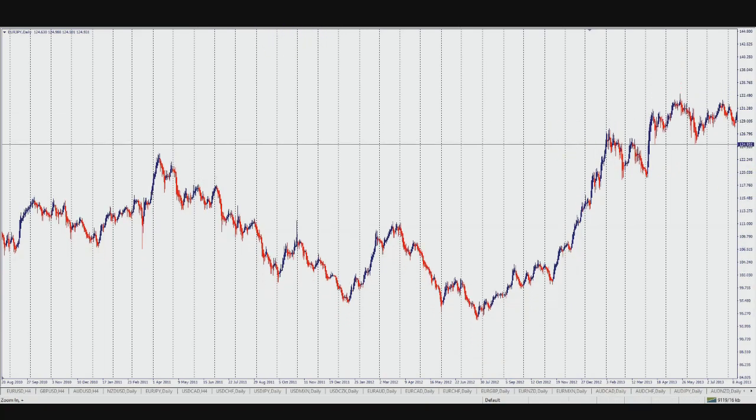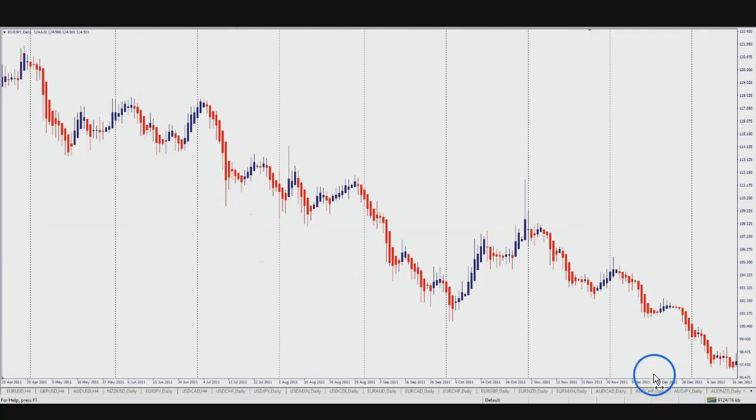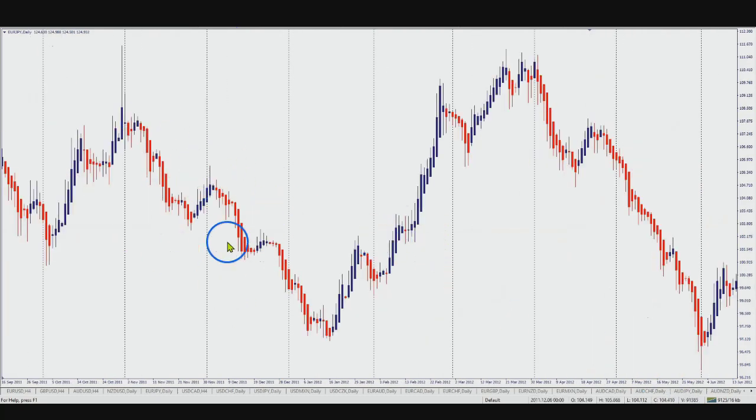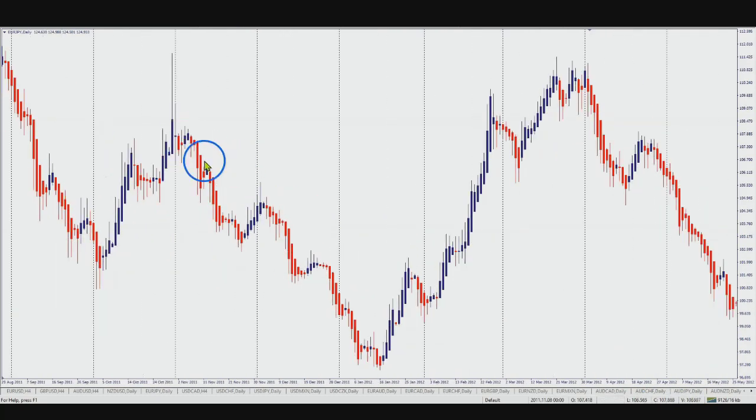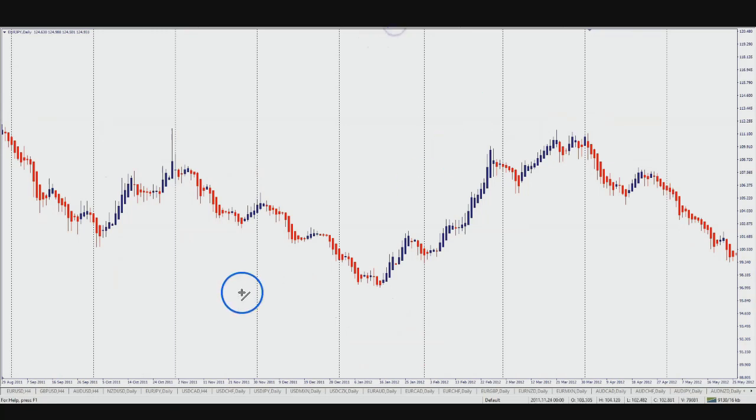Identifying trend reversals. We're not going to look at all of this. We're just going to start around here, again transitioning from a downtrend to an uptrend, creating these lower highs and lower lows in the downtrend. Lower highs. This high is lower than this high.